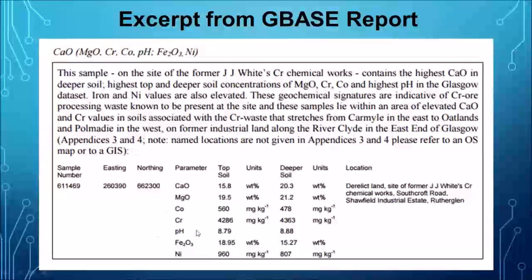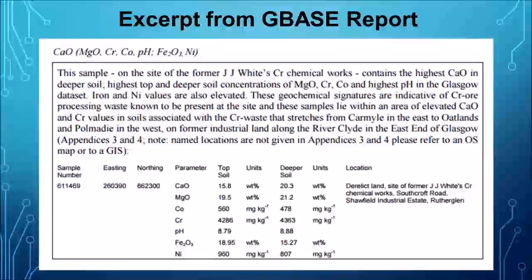In this study, the J&J White's chromium chemical works had the highest pH of all 1,400 soils, at about 8.9 in terms of the pH. So quite elevated in comparison to Glasgow soils, which are typically pH of around 4.2 to 6. So generally acidic, where we're now going alkaline.